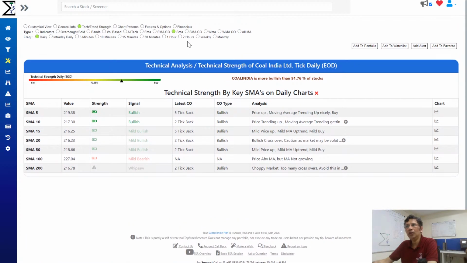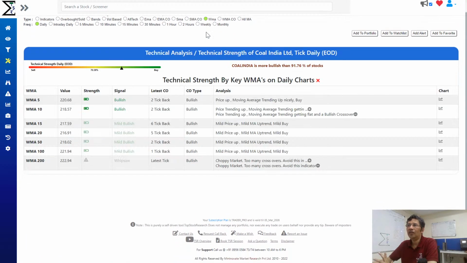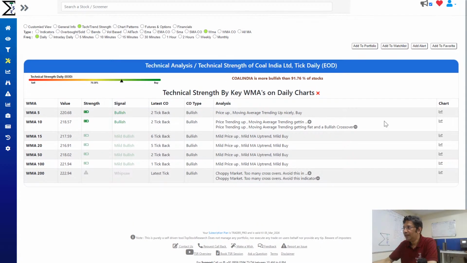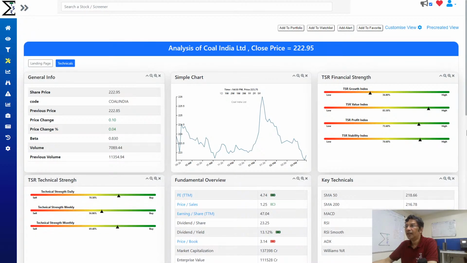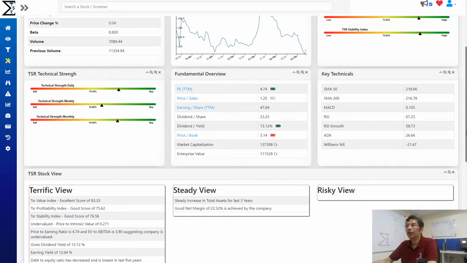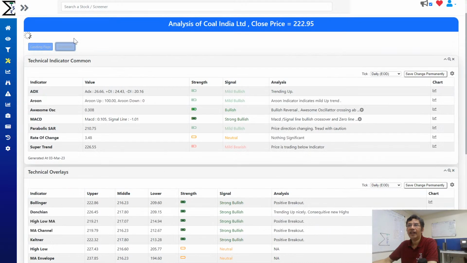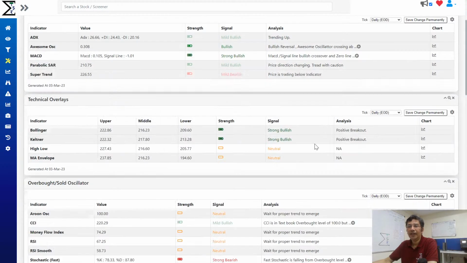Whatever is important to you, you just look at that. Or just looking at WMA, this is here. There's another way where you can get this sort of information. You can go to customized view. In the customized view, let's go into technicals.